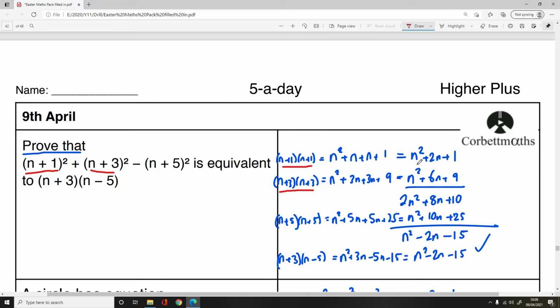So I've got here my expanded n plus 1 squared, my expanded n plus 3 squared. That gives me overall 2n squared, 8n, and 10. And then it said to take away n plus 5 squared, so I work out what n plus 5 squared is. And I subtract that from what I've got, so 2n squared, take away n squared, 8n, take away 10n, and so on. And that gives me n squared minus 2n minus 15. And then I want to show this is equivalent to n plus 3, n minus 5. So I expand n plus 3, n minus 5, and show that you get exactly the same thing, so it's the same. That's the algebraic way of doing a proof.